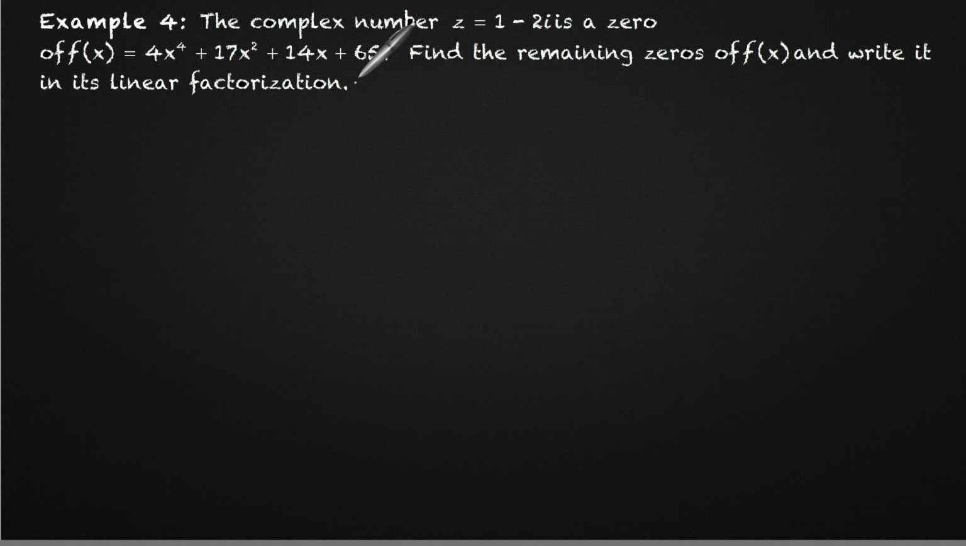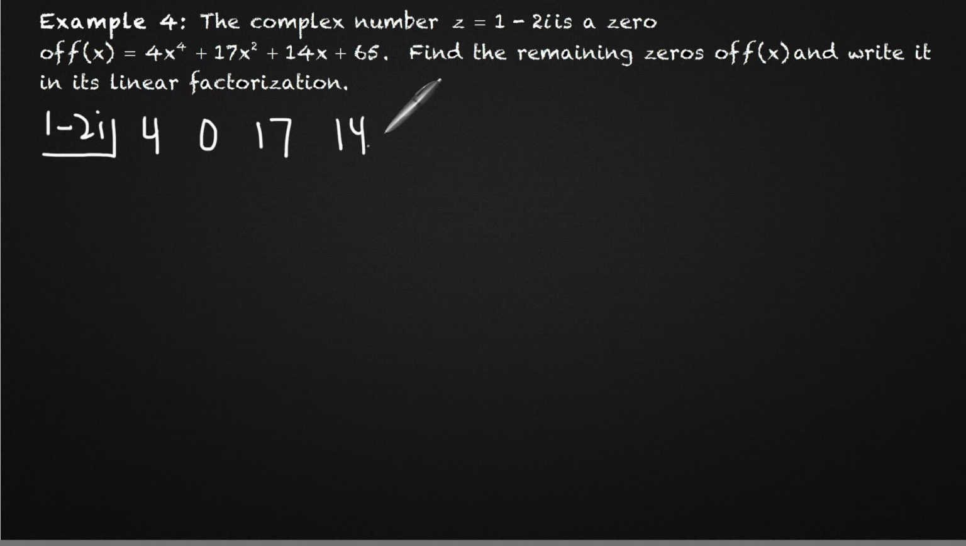All right, this one is a long problem. I'm warning you in advance. And we need to find the remaining zeros. We've got one of them, 1 minus 2i. And then by default, we know that 1 plus 2i is a root because they always come in pairs. So we are going to go ahead and get started. Now we're going to have to use synthetic division with 1 minus 2i. And we notice that we have 4, and then we're missing the cubic term, so you must put a 0 there. And then 17, and then 14, and then 65.